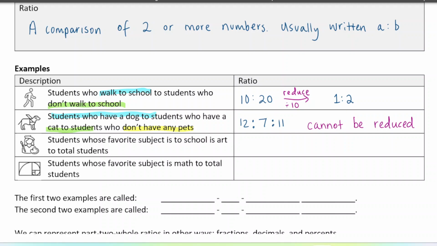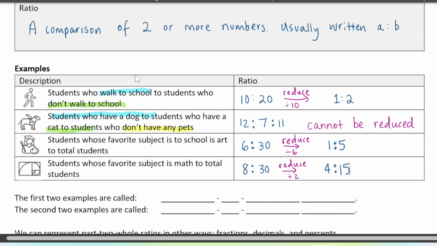Okay, next one. Students whose favorite subject is art to total students. So let's say 6 students in our class, favorite subject is art, and there are 30 students in the class. We can reduce this one. Divide by 6. So you get 1 to 5. Okay. And then finally, students whose favorite subject is math to total students. Again, I'm just using an example. If you were doing this in a real classroom, you might poll the students to see. You can reduce this one, divide by 2. And you would get 4 to 15.